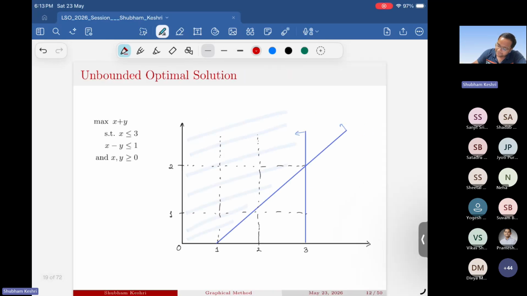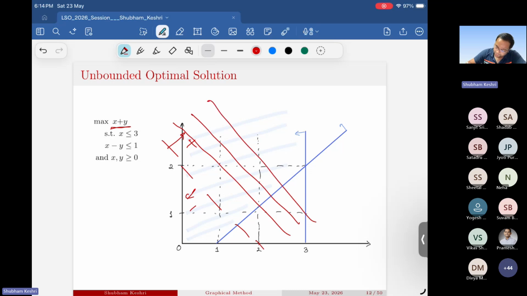Okay, again we have the same constraints, but I have changed the objective function. The feasible region remains the same, but the expression of the objective function changes. Once you plot this, sorry, it is x plus y, so it will be something like this. We will see that in this direction the objective function value is increasing, and in this direction it is decreasing, and we will move the line along the direction of improvement. And what you will observe is this isocost or isoprofit line never leaves the feasible region.